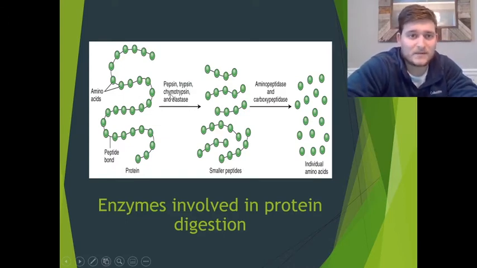Pepsin, trypsin, chymotrypsin, and elastase are going to break down these peptide bonds into smaller peptides. And then aminopeptidase and carboxypeptidase can convert these smaller peptides into individual amino acids that can later on be absorbed and transported to different cells of the body.